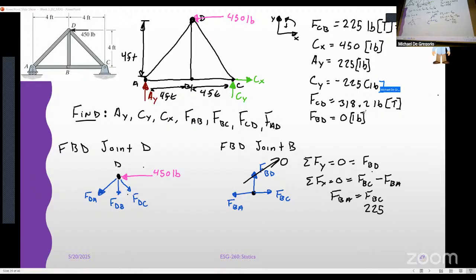We'll talk about it in a second, but I guess my point is understanding where the zero force members are is helpful and speeds up the process, but is not necessary for the process. Okay.